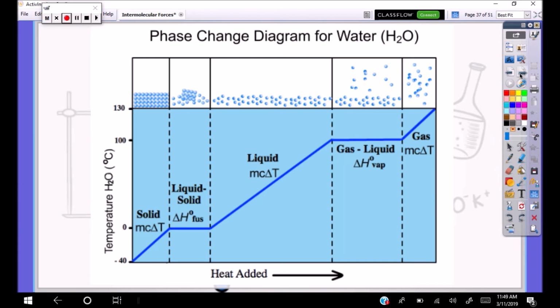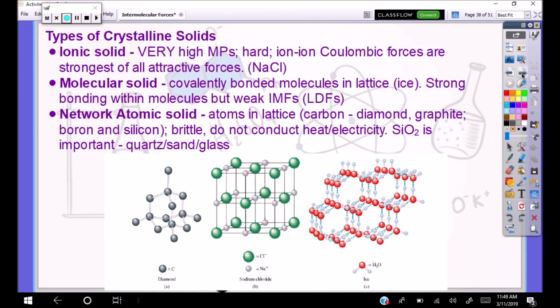And here's just actually a better visualization of what's going on with phase changes and which equation type to use. All right, on to the solids. So the types of crystalline solids. We have ionic solids, molecular solids, and network atomic solids.